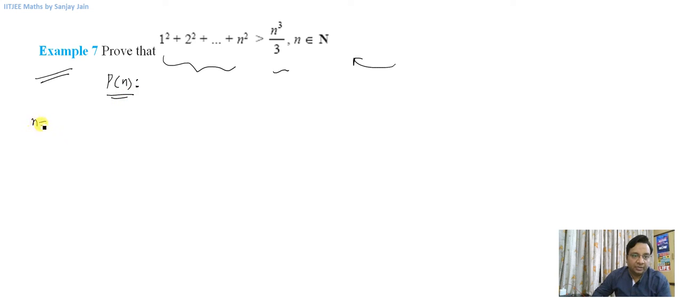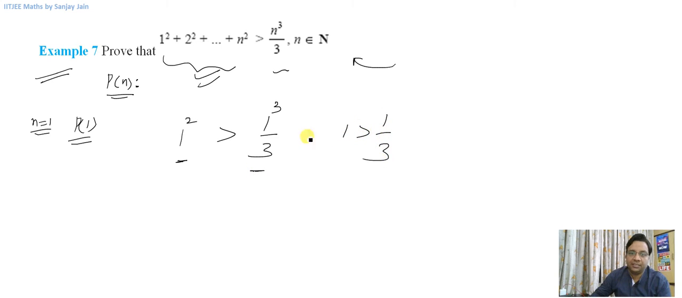Now for n equal to 1, I need to check whether P of 1 is true or not. So on the left side of this inequality, I'll have 1 squared, and on the right hand side I'll have 1 cubed by 3, and as you can see 1 is greater than 1 by 3, hence I can say P of 1 is a true statement.